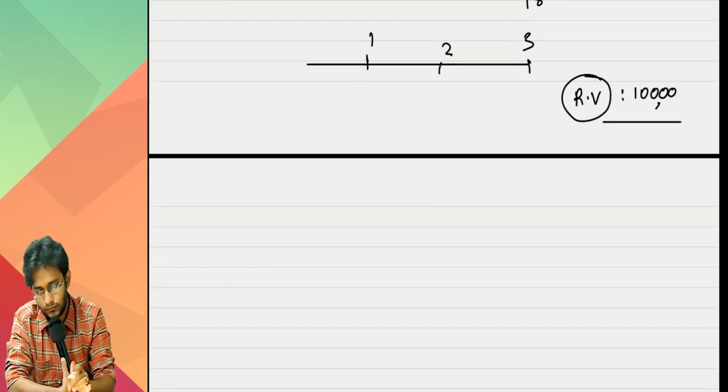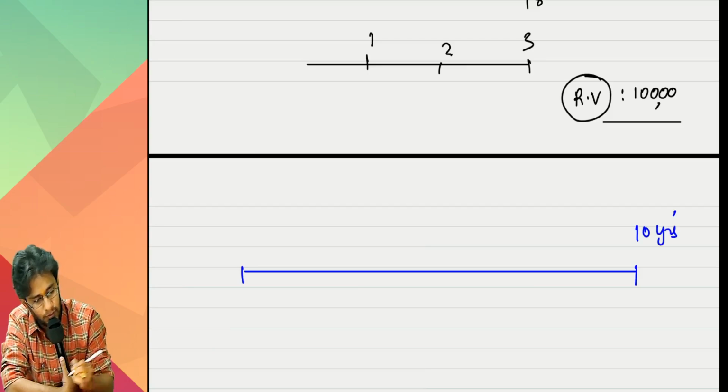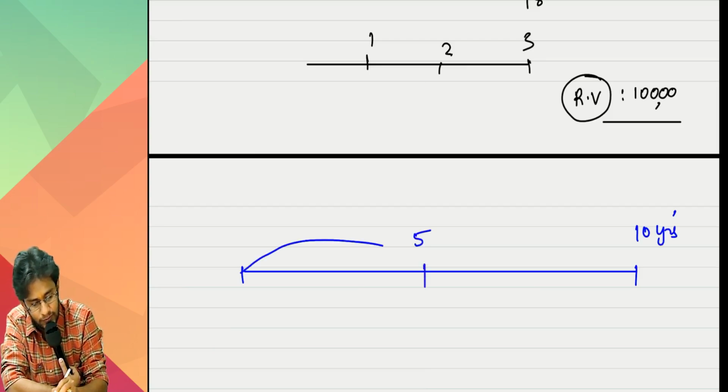Last one. Look at this easy example. Asset life 10 years. Lease period is only 5 years. It is non-cancelable.